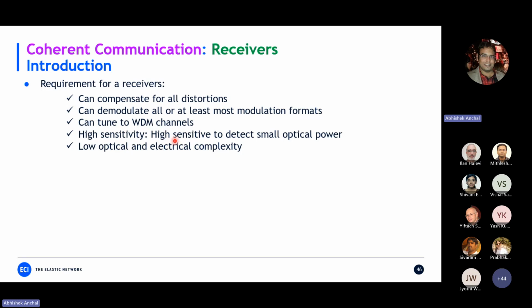And in practice, we have seen that with Acacia or other transceivers, we usually have minus 10 dBm or minus 18 dBm. Till minus 18 dBm, we found it is good, very low power it can detect, so it's very highly sensitive. That's good for the receiver. Next requirement is it must have low optical and electrical complexity. If it is low optical and electrical complexity, the cost will be much cheaper, but that doesn't happen. Either one of them is complex.